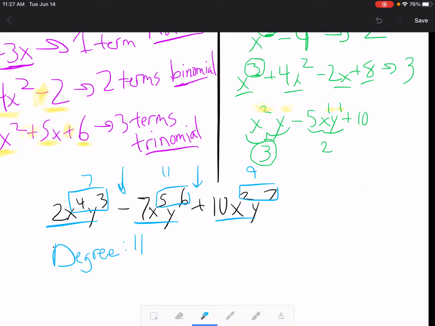All right? And this is a good example of where it's not necessarily always the one that's written on the left, because you can commute these. You can move them around and whatnot if you really wanted to, but I'm just looking for the largest sum of my exponents, and that's how I find the degree.